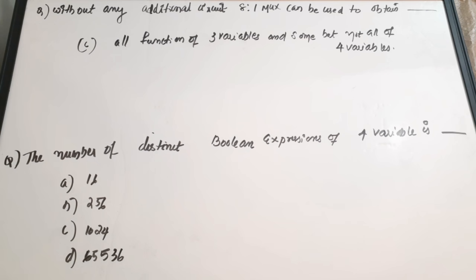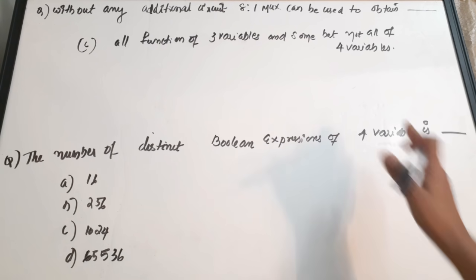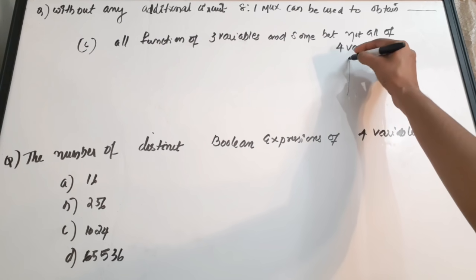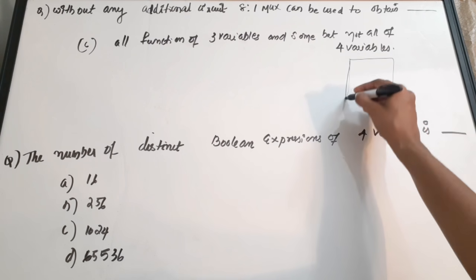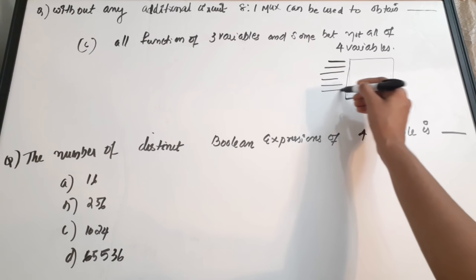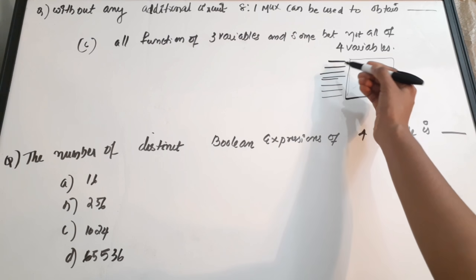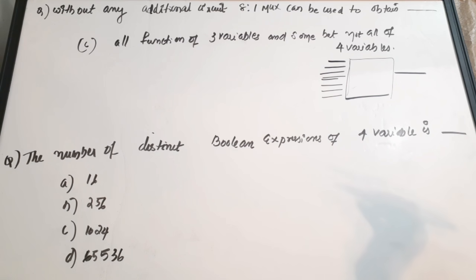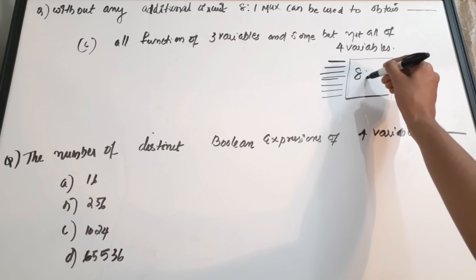The next two questions are from digital electronics. The first question is, without any additional circuit, 8:1 mux can be used to obtain dash. I have directly included the answer here. See, for a 8:1 mux, we know that 8:1 means there will be 8 input lines in total, and there will be 1 output line. That is called a 8:1 mux.